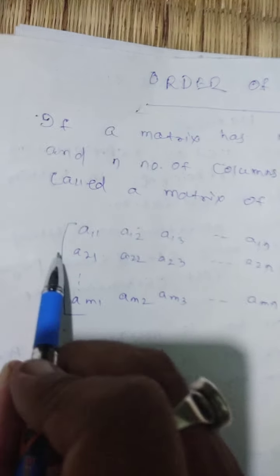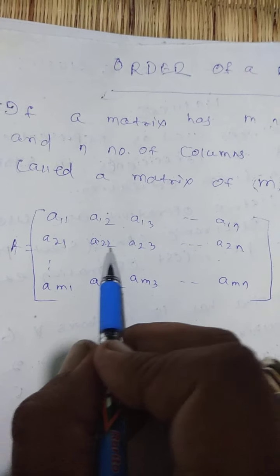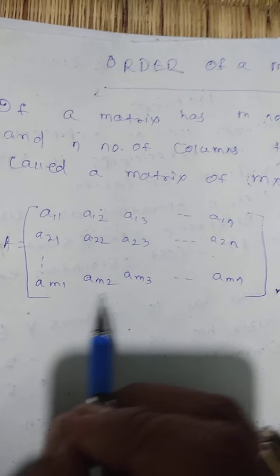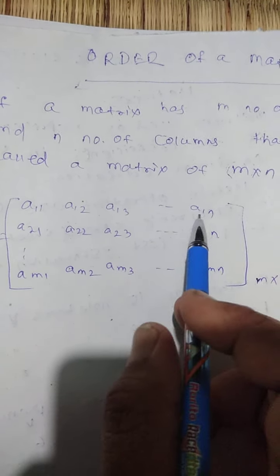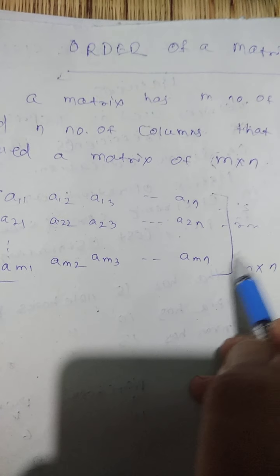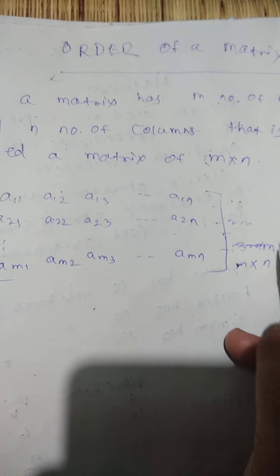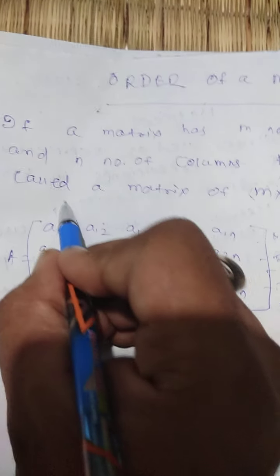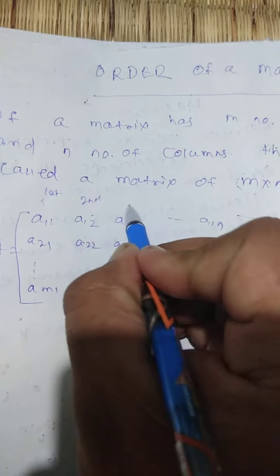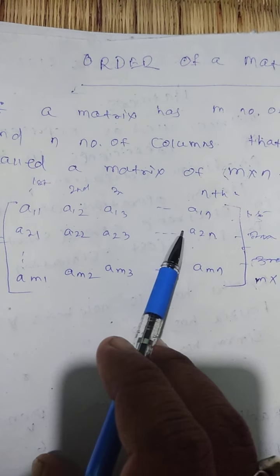Clear? Let us take a matrix A equal to A11, A12, A13 up to A1n, A21, A22, A23 up to A2n, up to AM1, AM2, AM3 up to AMN. See, this is an m cross n matrix, which means there are m number of rows. This is the first row, second row, third row, and this is the mth row. And this is the first column, second column, third column, and nth column. Clear? So there are m number of rows and n number of columns.